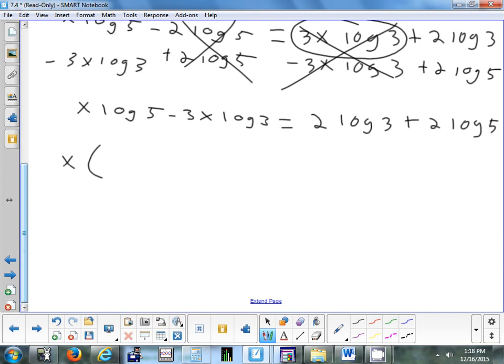If I take x away from the first term, what do I have left? Just log 5. And if I take x away from the second term, what do I have left? Negative 3 log 3. And the right-hand side, just keep it exactly the same.